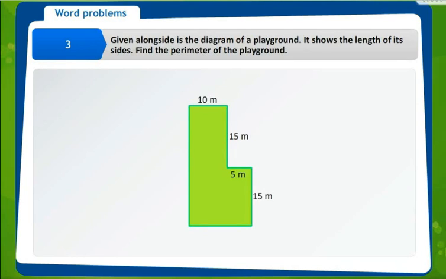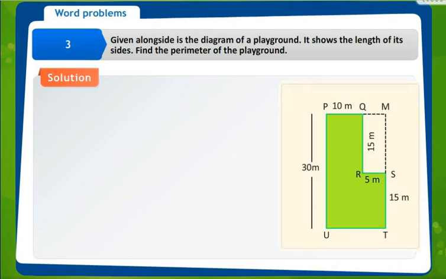Now given alongside is the diagram of a playground. It shows the length of its sides. We will now find the perimeter of the playground. You can see in the diagram the measures of the playground are already given. PM is equal to PQ plus QM. Now PQ is 10 and QM is equal to RS. So 10 plus 5 is equal to 15.